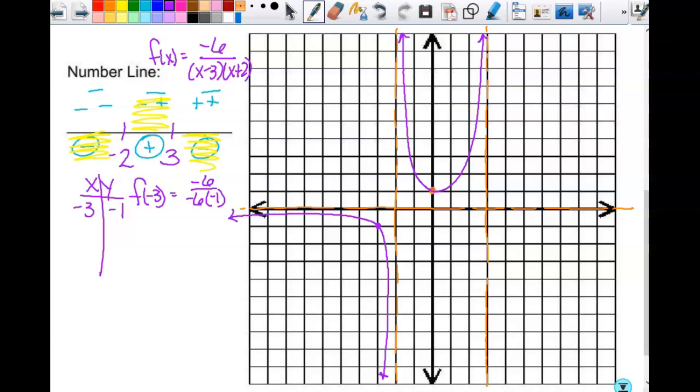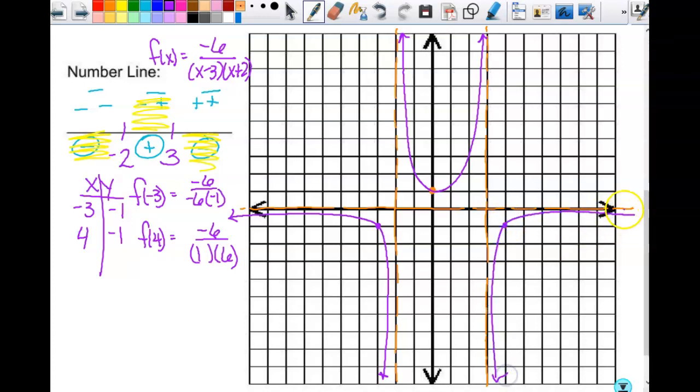Then from 3 to infinity, it's negative. So I know the rest of it has to be down here. And the shape's going to look something like this, but I could use another point. So let's use 4. So if I find f of 4, that's going to give me -6 over 1 times 6, which is -1. So I can go to 4, -1, and put a point there.